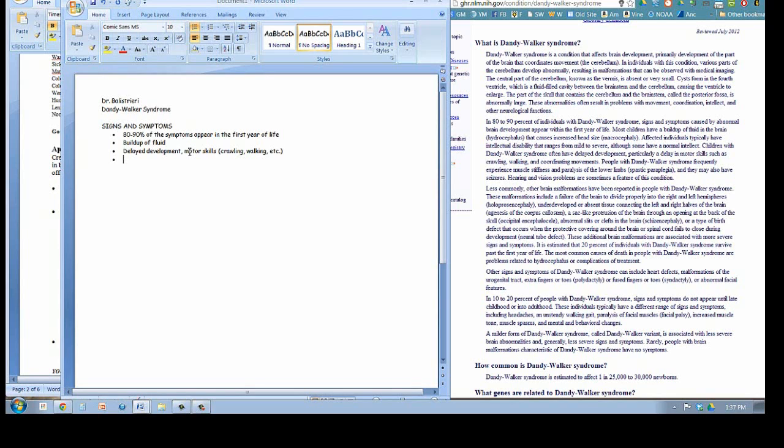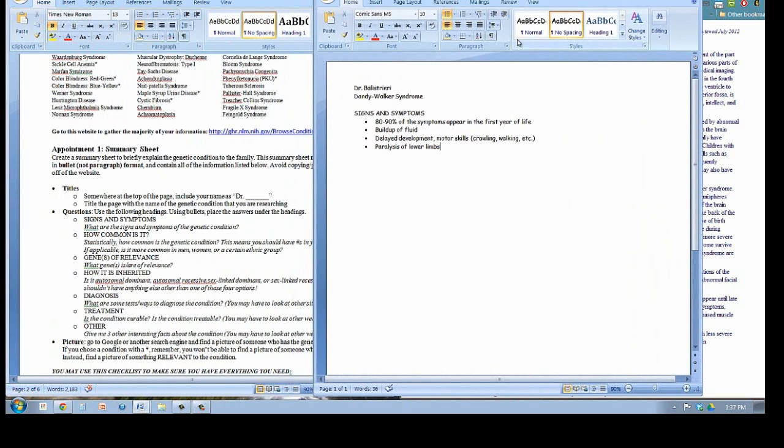We could also say paralysis of lower limbs. I'm not going to keep going, but just to prove a point, I want you to list signs and symptoms. Next heading, how common is it? Taking exactly what I have in the instructions.